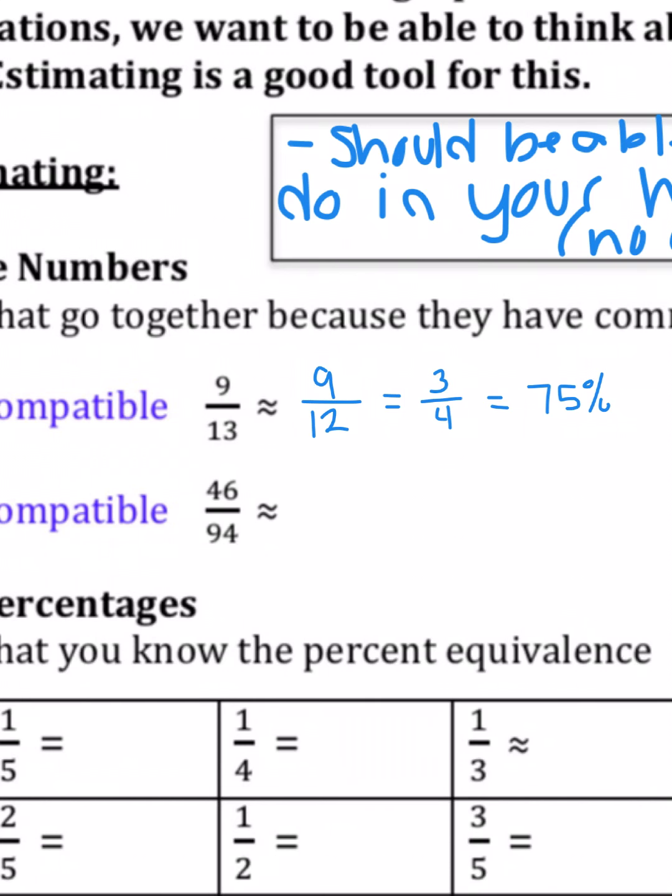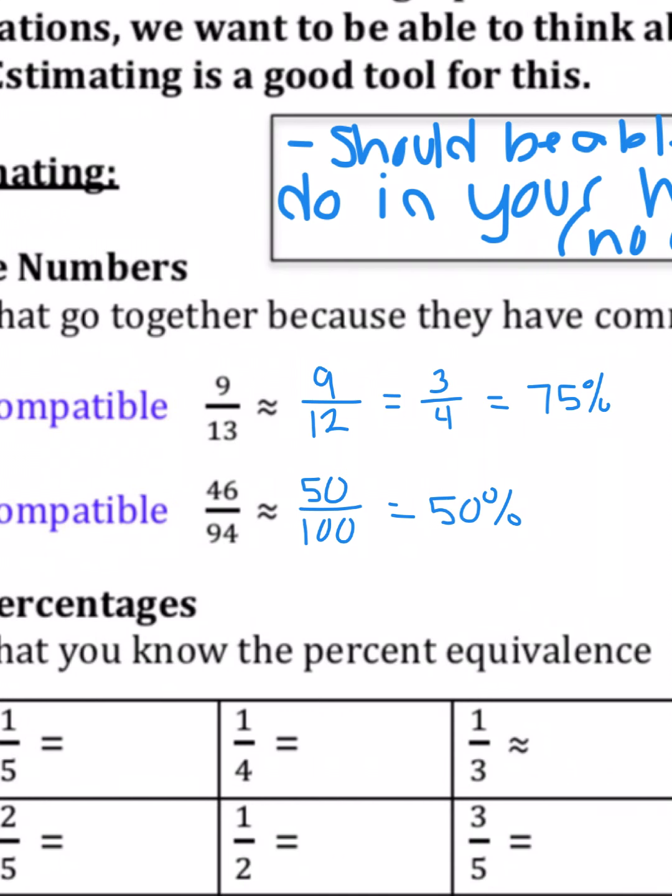Sometimes you might stretch the numbers a little further, especially if they're larger numbers. So in the next set, I look at 46 and 94, and those numbers don't go very well together, but I know that 46 isn't that far off from 50, and 94 isn't that far off from 100. So you might even stretch them that far and say this is about 50%, because you rounded each of those numbers to numbers that were more compatible. Again, this isn't giving you an exact answer. It's giving you an approximated answer.